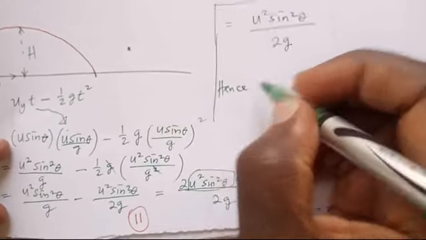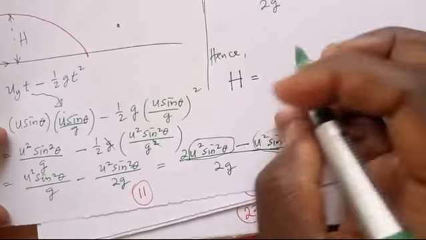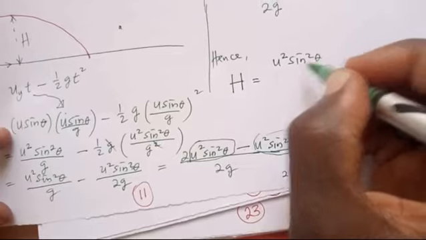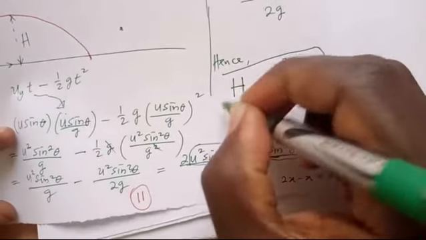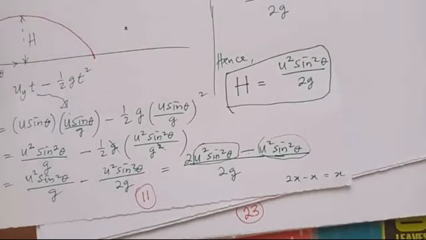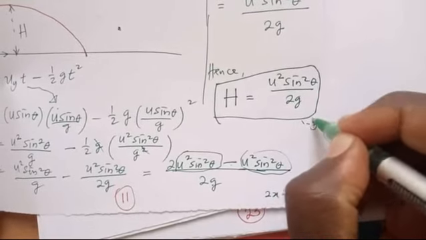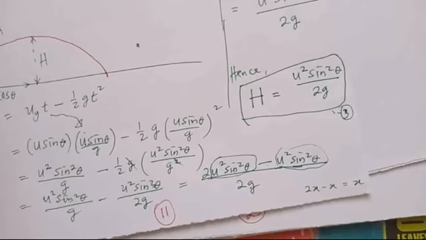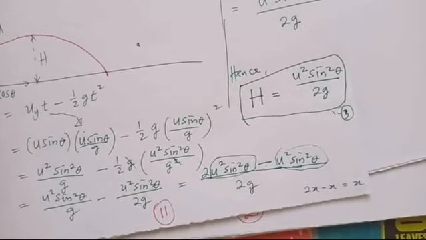Hence whenever you want to get the maximum height, the maximum height is given by u squared sine squared theta divided by 2g. This is the formula we use to get the maximum height, and I'm going to call this equation 3. This is our third equation. Is there any way we can get this formula? Is there any idea we can use to get this formula?